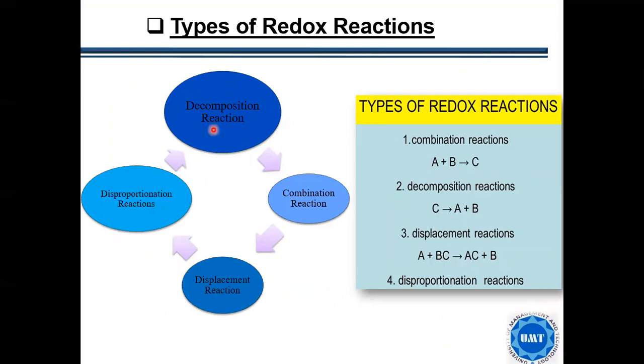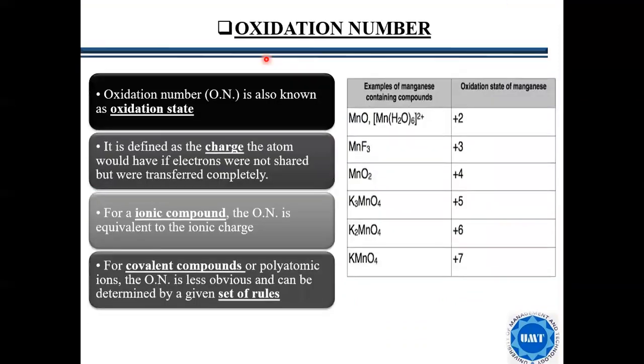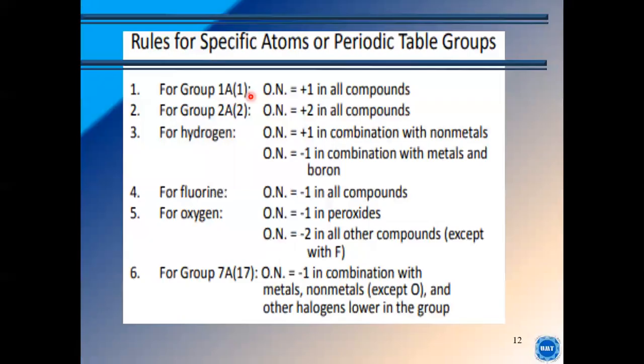The first is decomposition reaction, then combination reaction, displacement reaction, and disproportionation reaction. Oxidation number is also known as oxidation state. It is defined as the charge the atom would have if the electrons were not shared but were transferred completely. For any ionic compound, the oxidation number is equivalent to the ionic charge, but for covalent compounds, there are a set of rules. So what are these rules?